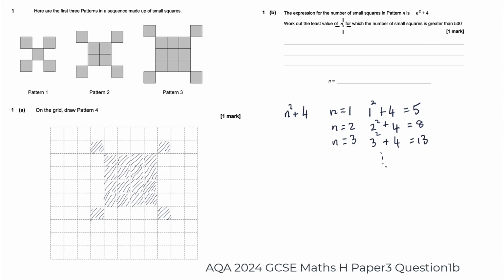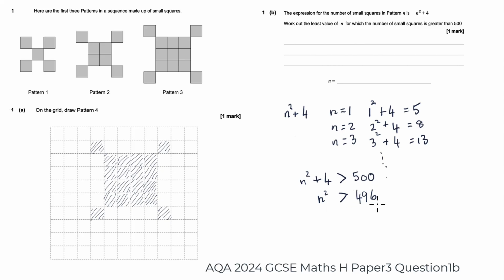Now it says work out the smallest value of n for which the number of small squares is greater than 500. So we want n squared plus 4 to be greater than 500. Or an equivalent statement, if we take away 4 from both sides of this inequality, would be n squared being greater than 496. Now we're dealing with square numbers here.